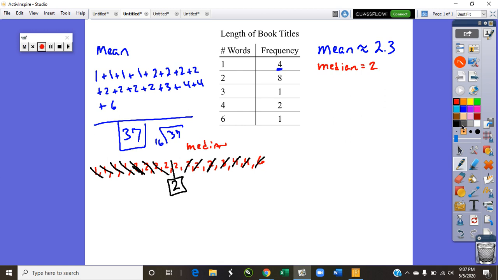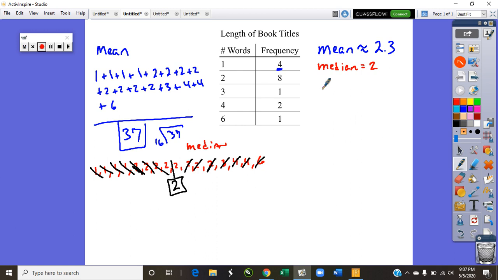Okay. Basically, I know you guys already know for the most part how to do mean, median, and mode. This might be a little bit of a refresher course for you, but the biggest thing is taking this information from a frequency table. All right. Now let's look at the mode.